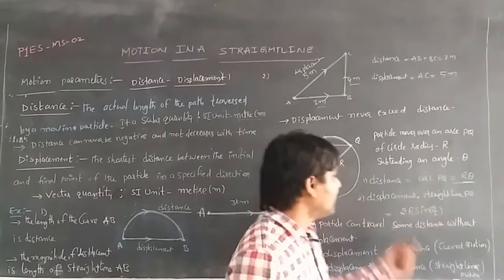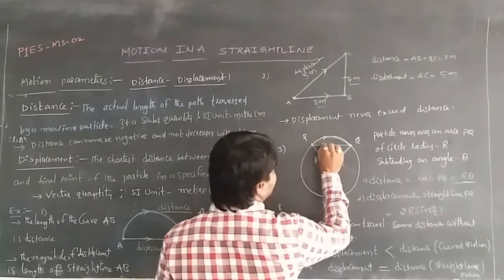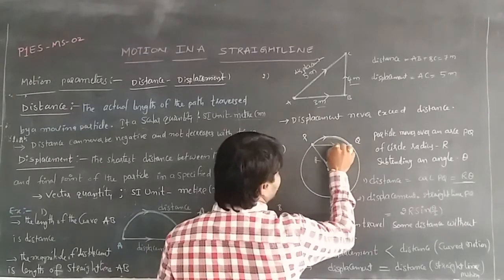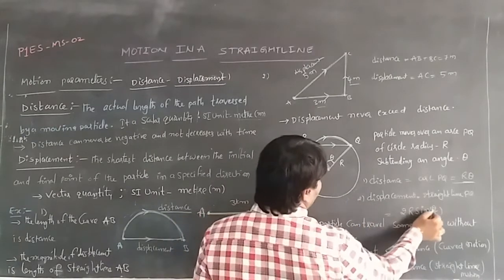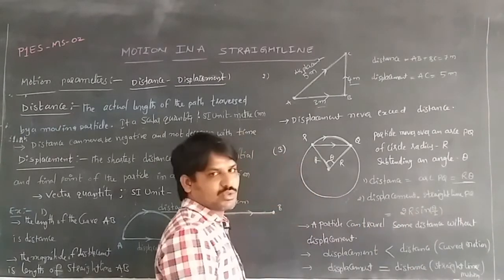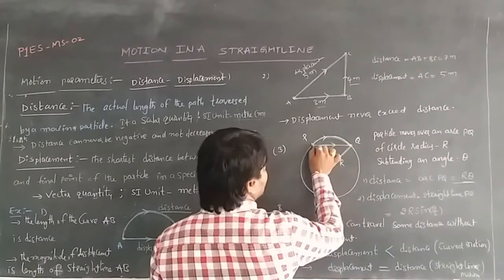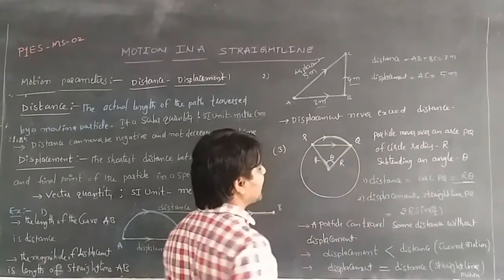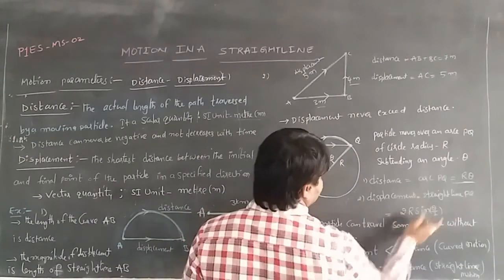Next, the displacement, which is the shortest path drawn from the initial point to the final point in a specified direction, will be 2r sin theta by 2. We will get that from these points, by taking this value. We can get sin theta by 2 from this, and so we get 2r sin theta by 2.